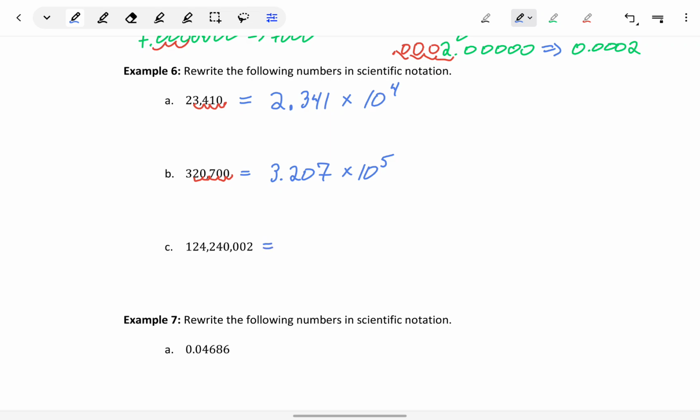In part C, we have 124,240,002. So we'd rewrite this as 1.24240002. Unless we were given any directions to round that, we would include all of those original digits. And then count that this moved 1, 2, 3, 4, 5, 6, 7, 8 places. So to write this in scientific notation, we would multiply by 10 to the 8th power.